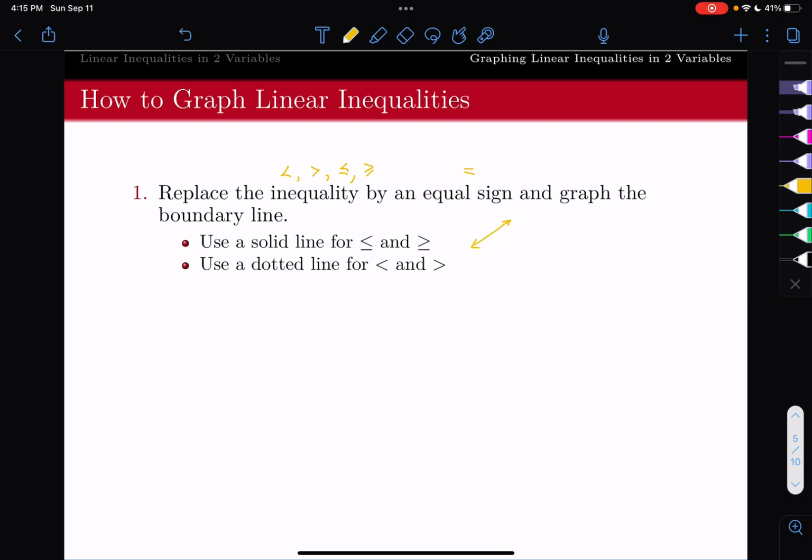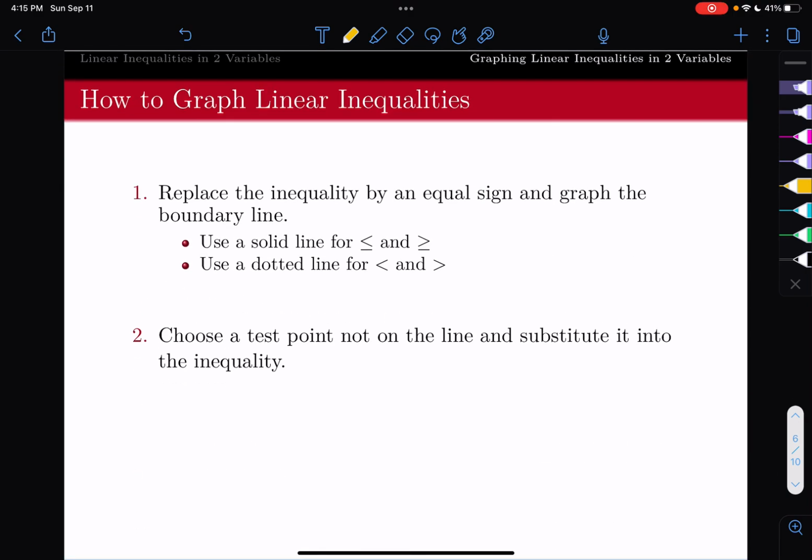If, however, you have one of the strict inequalities, so there's no bars underneath, it means your points on the line are not going to satisfy it. So we're going to use a dotted line or a dashed line, whichever method you prefer. So this indicates that the line itself is important, but I can't actually equal anything on it.